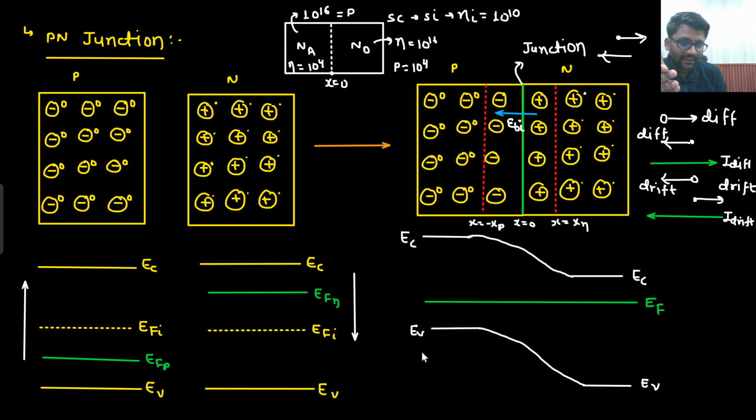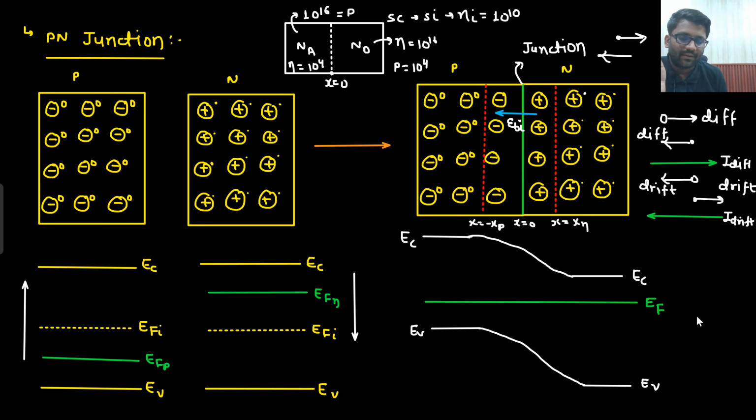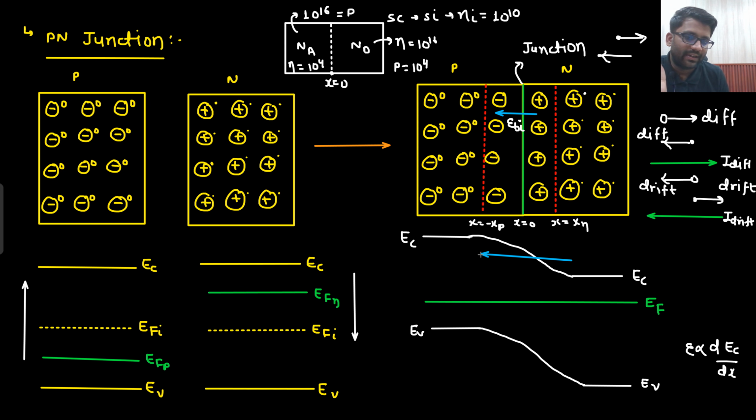Okay, and by this diagram as well, you can see that in the direction of electric field, what do we know? Electric field is proportional to dEC by dx, or dEV by dx, you can say. In the direction of electric field, the slope of EC has to be positive. So in this direction, slope of EC has to be positive, and you can sense that, sir, this is your built-in electric field.